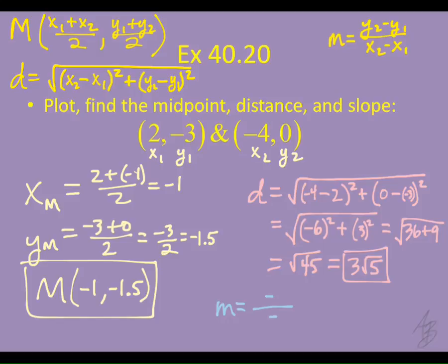I hear somebody mumbling. Who is it? 0 minus negative 3. And on the bottom? Negative 4 minus 2. What's 0 minus negative 3? 3. We actually figured that out already, didn't we? And for negative 4 minus 2, we figured out it was negative 6. And is that my final answer? No. I need to simplify it.